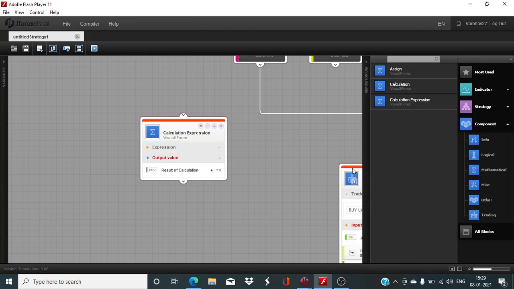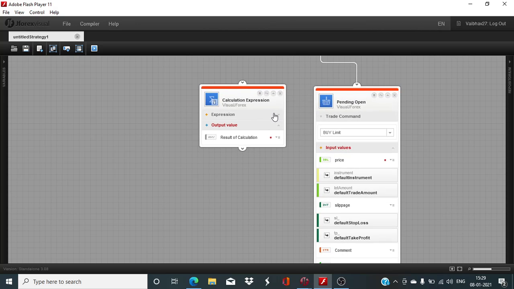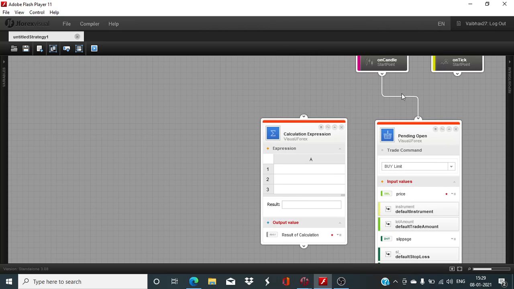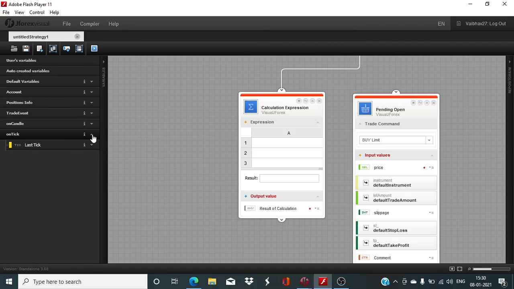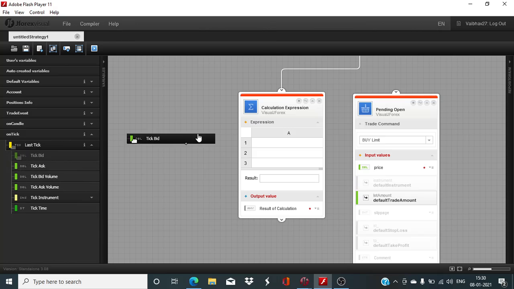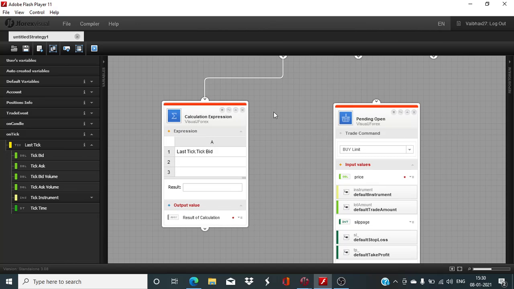We will use this. Now all we have to do is look at the current market price, and for that we will have to retrieve the tick price. So if we are using the bid or the ask, any of these sides can be used. There will be a difference of the spread. Now we want the buy limit order to take place 10 pips below the current tick price.